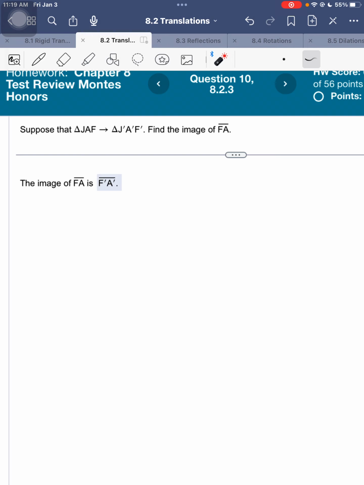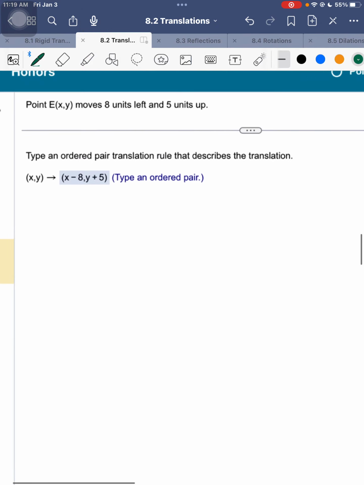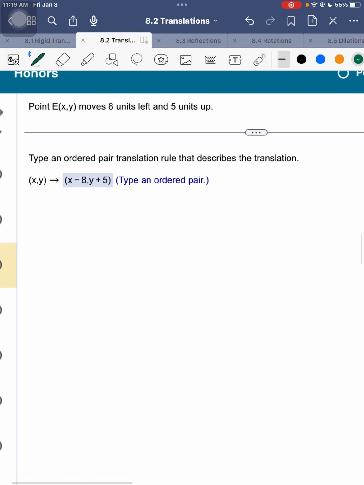Suppose that triangle JAF transforms to triangle J'A'F'. The image, remember, image means the after image, right? The post image of FA. Well, FA is here, so the post image would just be F'A'. That's it. That was pretty simple. Okay? Let's look here.